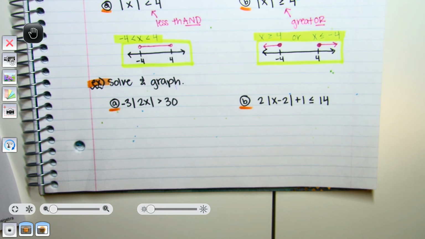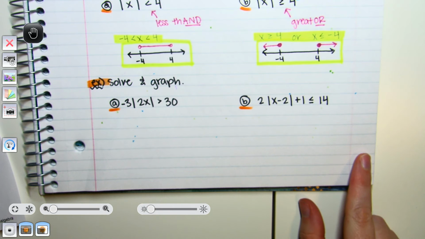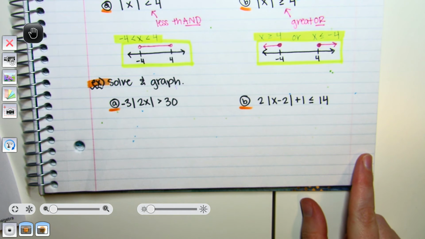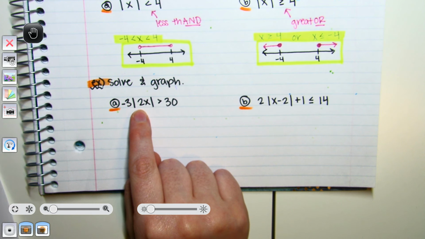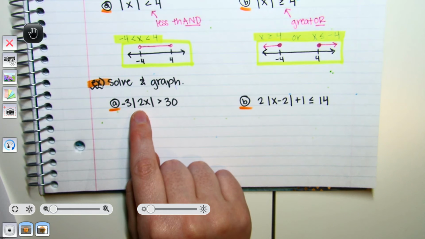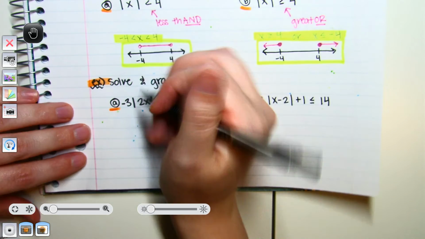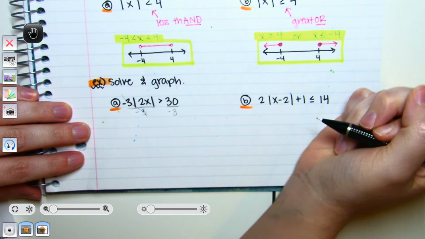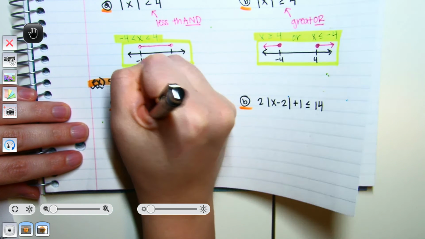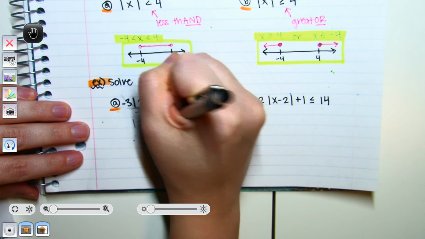Let's look at two more examples. So go ahead and pause this and take a second to write these down. For the first example, if you notice, my absolute value is not by itself. So the first thing I need to do before I can determine if it's an "and" or an "or" is get the absolute value by itself. So to do that, I'm going to divide both sides by -3. So this becomes the absolute value of 2x, and this side becomes -10.